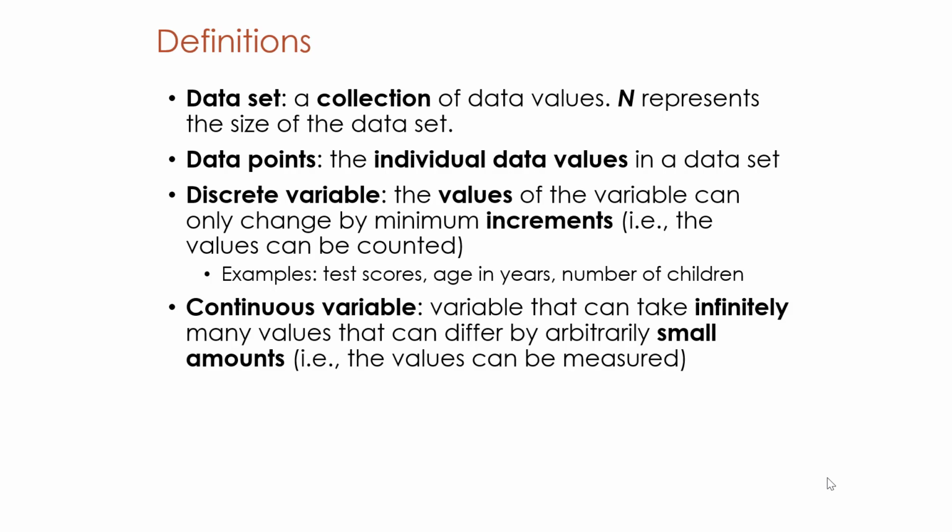And what other type of variables are there? There's a continuous variable, a variable that can take infinitely many values that can differ by arbitrarily small amounts, i.e. the values can be measured, right? So it's a continuous variable. So examples are the height, weight, money. These are all examples of continuous variable. Money is a little strange because it seems like the smallest that we can go down is down to the penny, but for practical purposes, we're going to look at money as being continuous.